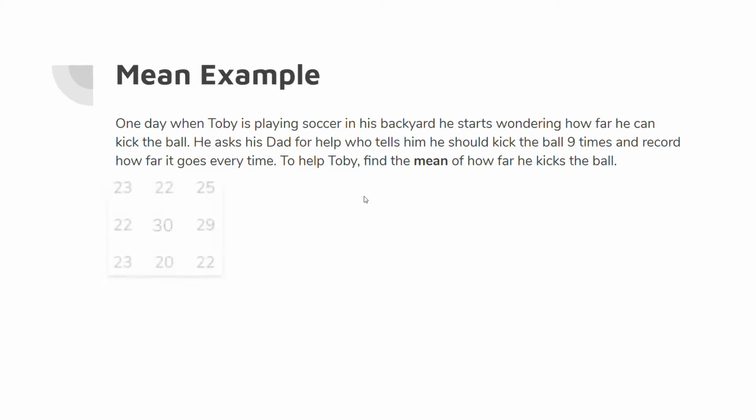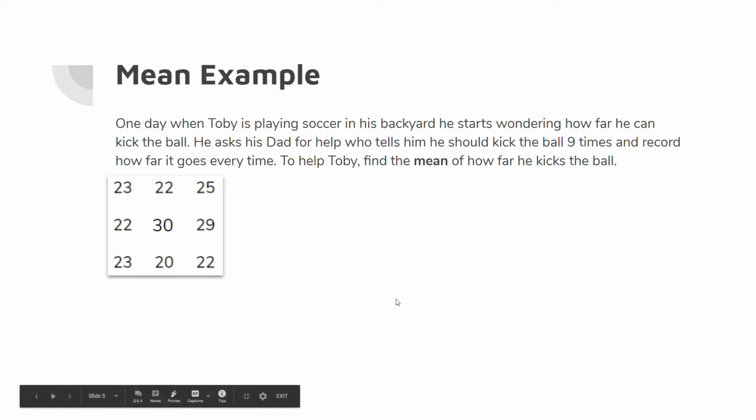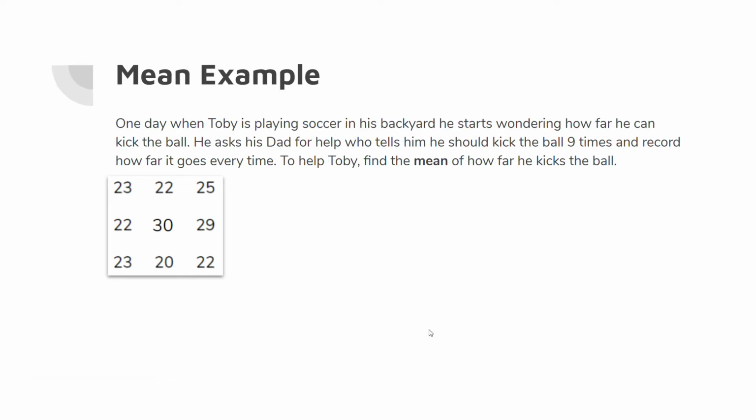So now we have this data set here. The data set is the numbers of how far he kicked it. So the first time he kicked it 23 feet, then he kicked it 22 feet, then 25 feet, then 22 feet again. Then he kicked it 30 feet, then 29 feet, 23 feet, 20 feet, and then 22 feet. Okay, so now we need to help Toby here, because Toby's having a hard time. Let's help him find the mean, because we know what that is, right? We have the equation, he doesn't.